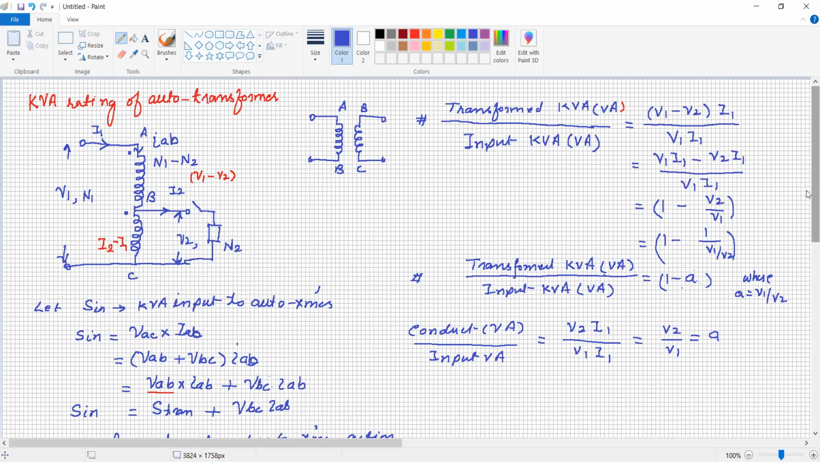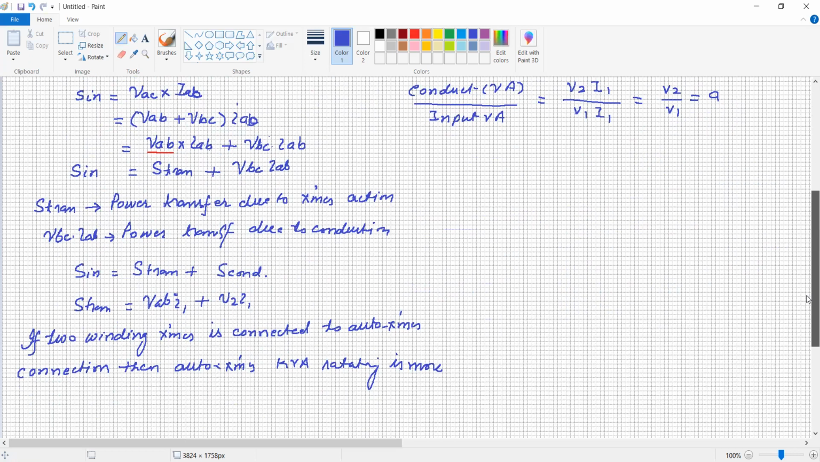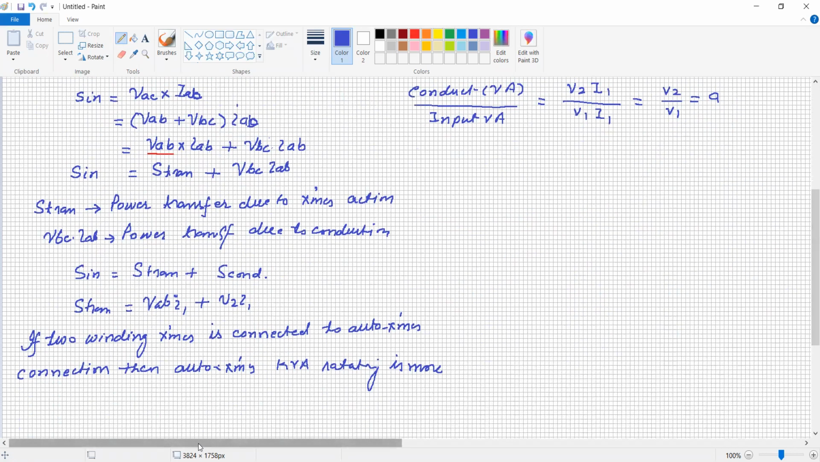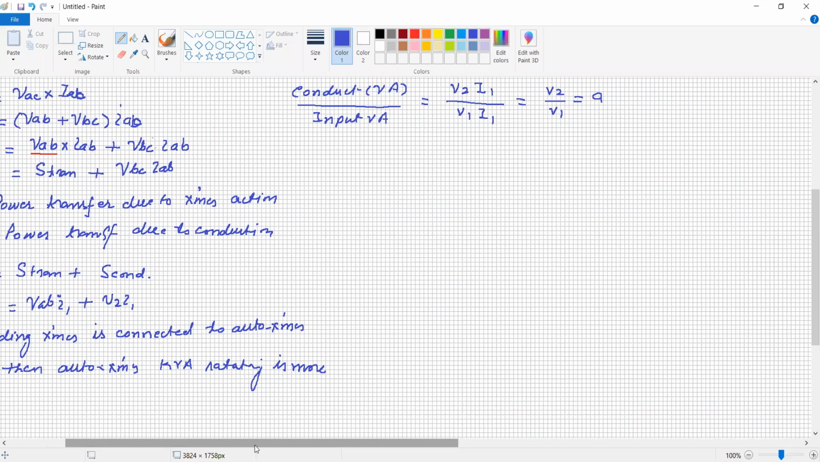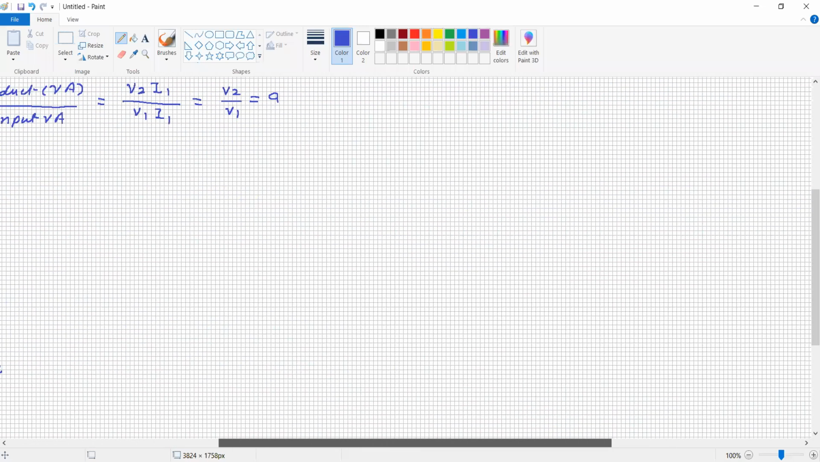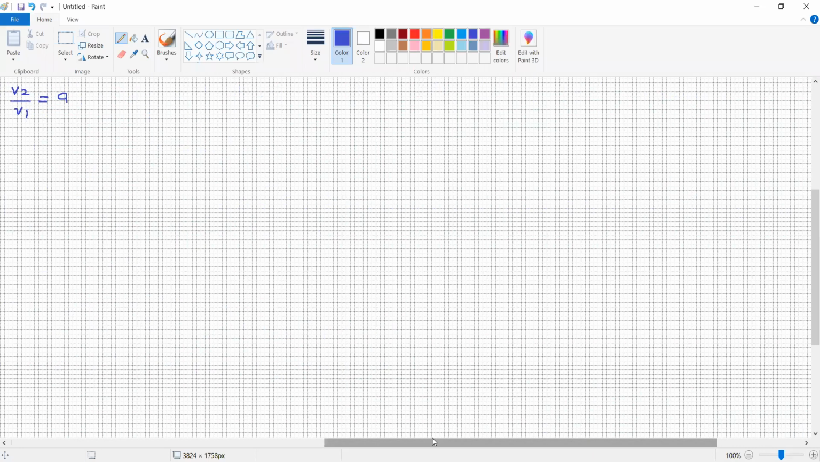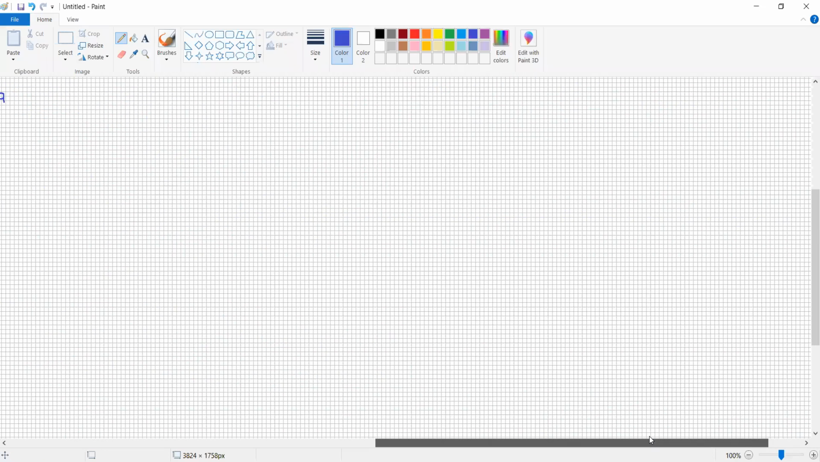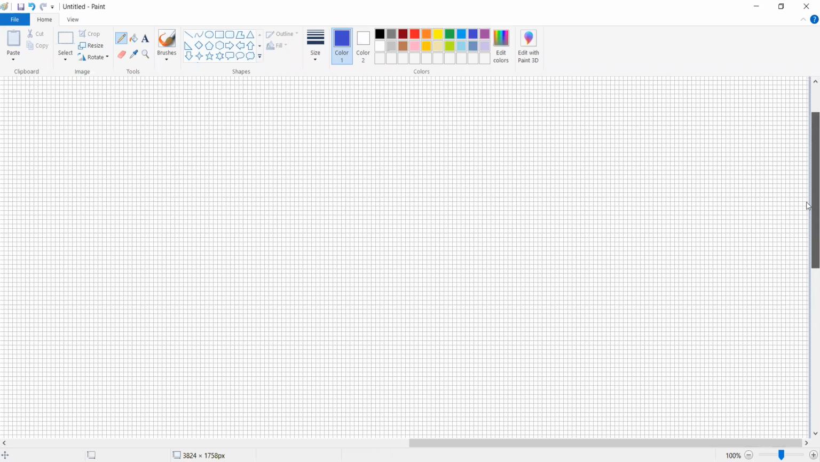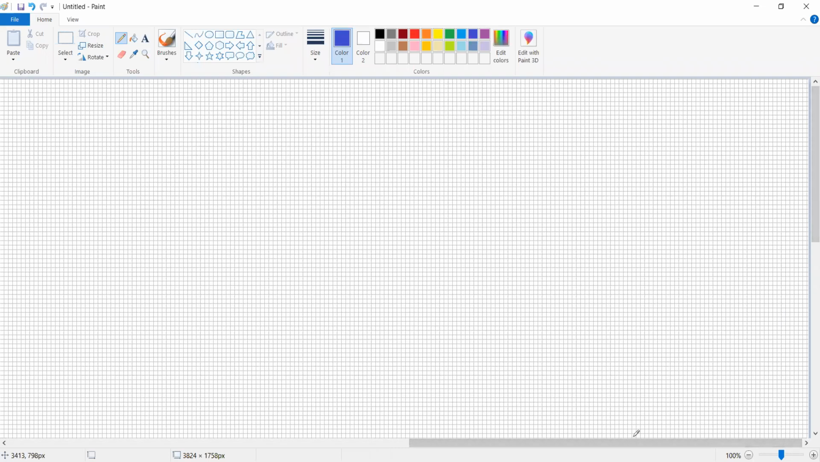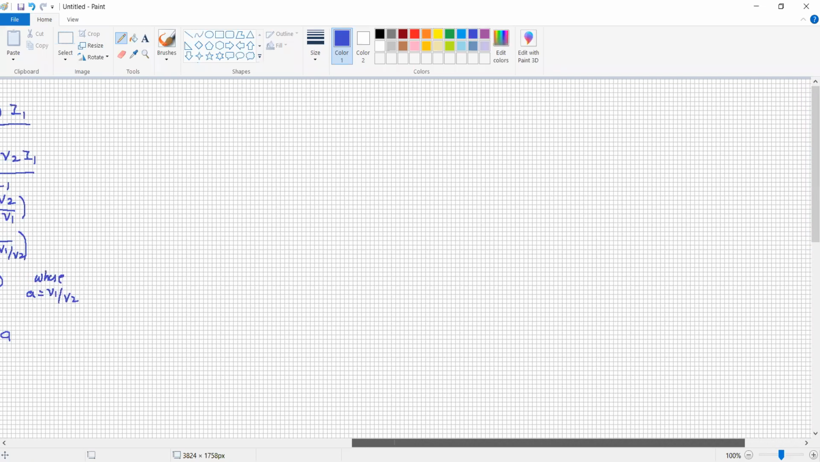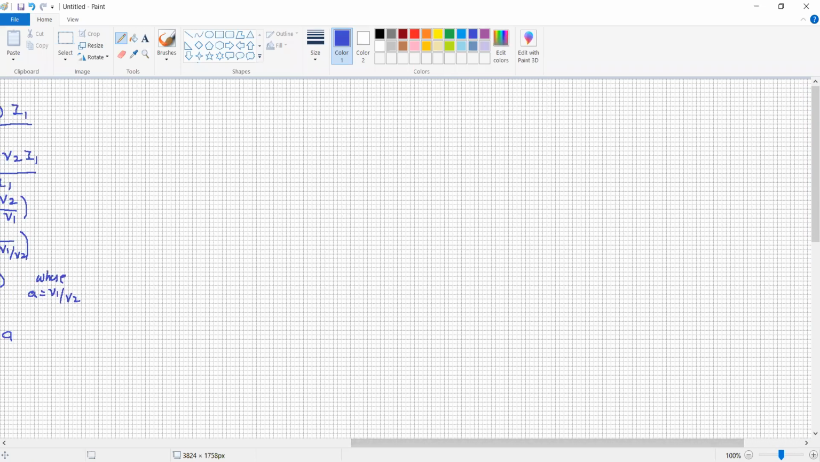Now we will consider something very important, which is very useful for an auto transformer. We will consider a step down transformer again. We will redraw this figure for better understanding.